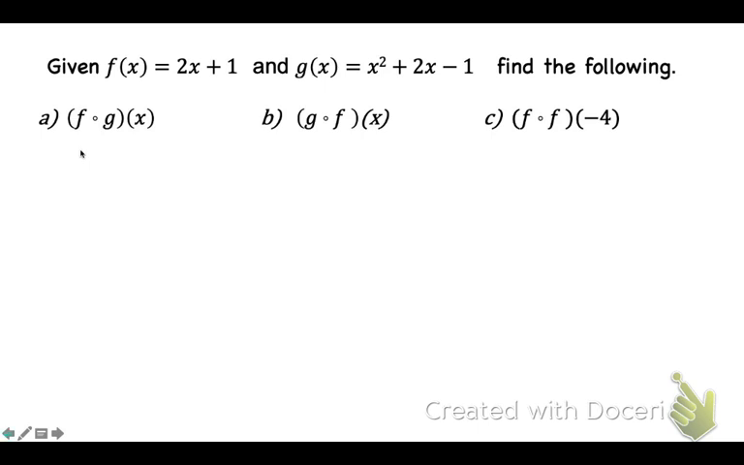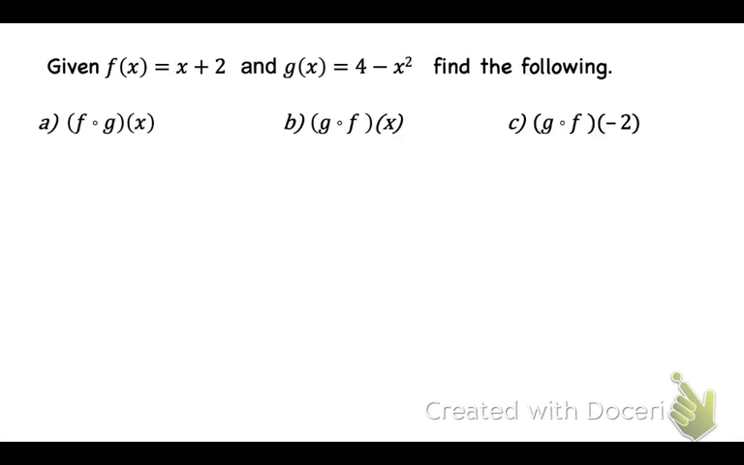I think I skipped it, didn't I? It is x plus 2 and then 4. That's it. So the first one is put g in for f.